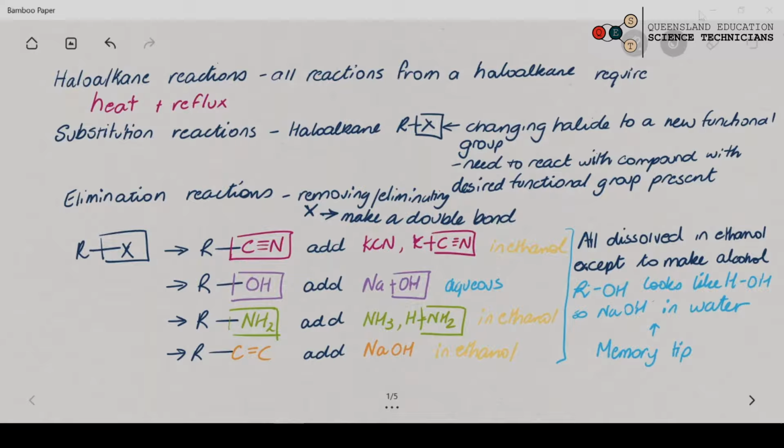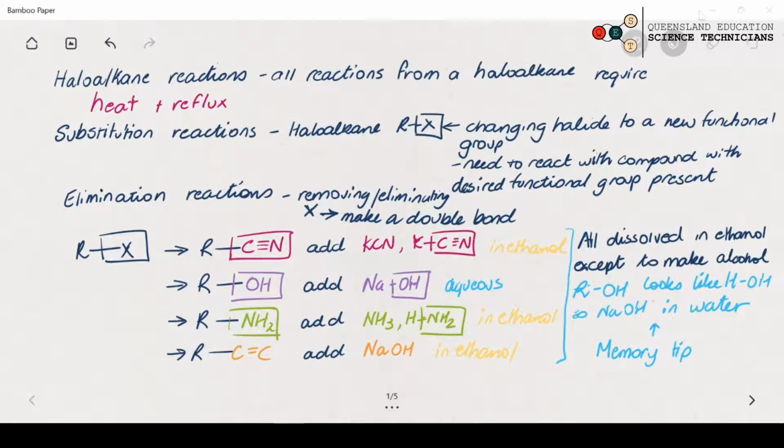So there's a few memory tips we can use when we're trying to remember our reaction pathways. I'm going to go through the major reactants that we start with in terms of reaction pathways and look at it that way. So the first one is to start with our haloalkanes, because haloalkanes and alkenes are the two things that most things are actually able to be made from.